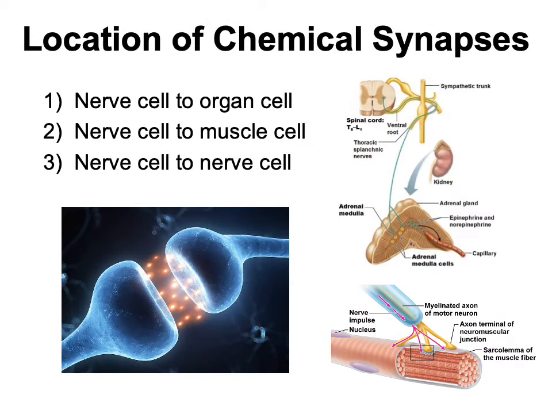Location of chemical synapses. Well, you have one that goes from a nerve cell to an organ cell. That example is over on the right, it shows it going into the adrenal gland. And then you have a nerve cell to a muscle cell, that's on the bottom lower right, showing a neuromuscular synapse. And then you have nerve cell to nerve cell, which is on the left side in the bottom.